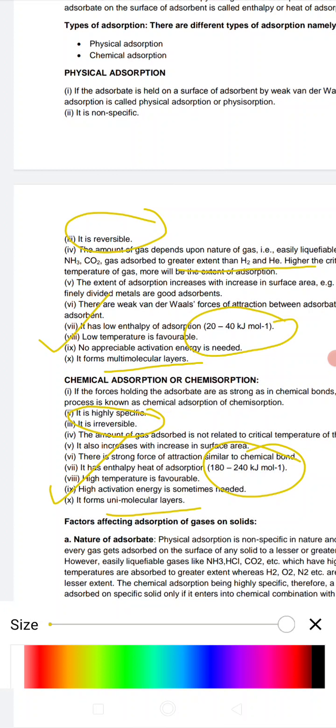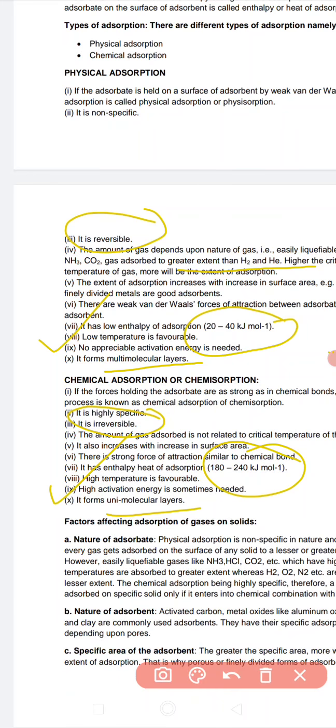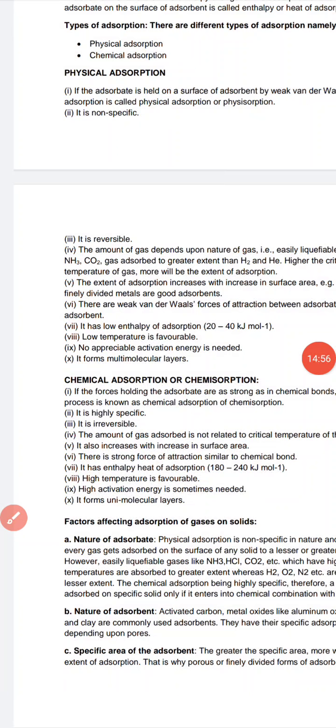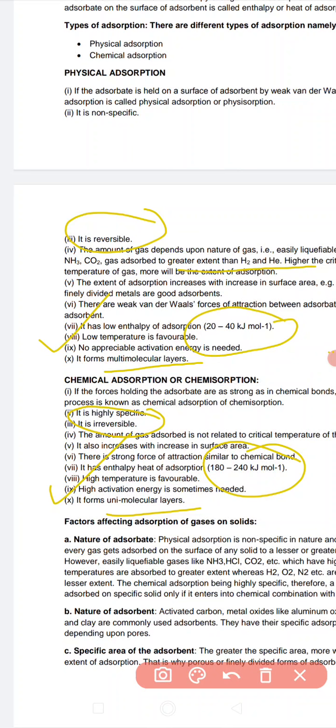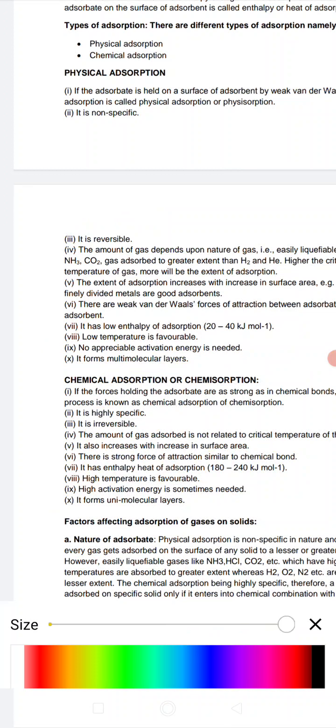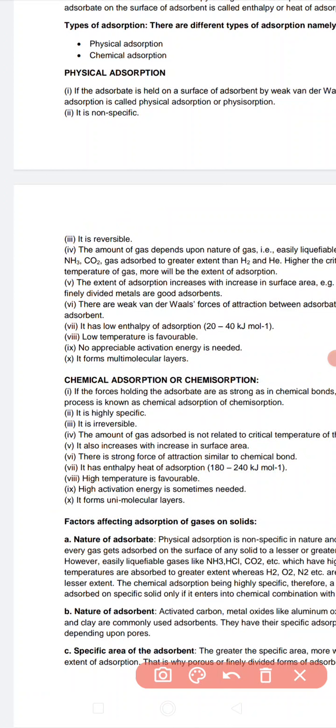So these are the basic differences between physical adsorption as well as chemical adsorption. Okay, is this part now clear? After that, we are going to discuss the next topic, that is, factors affecting physical adsorption. What are the factors that affect the process of adsorption of gases on solid?